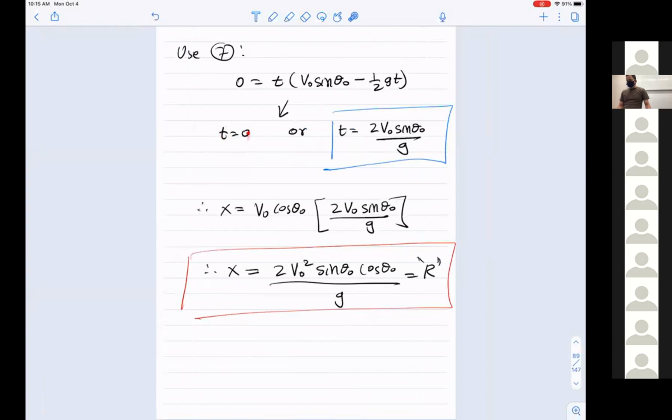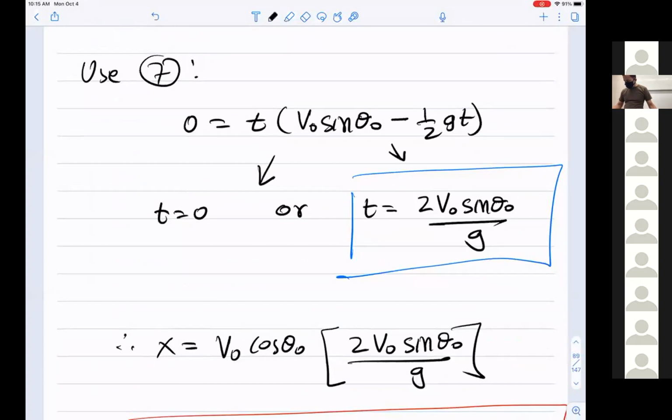So this t equaling 0 is just corresponding to the initial launch point. So obviously the t that we need when it hits the ground is by setting this guy here to 0 and then solving for t.